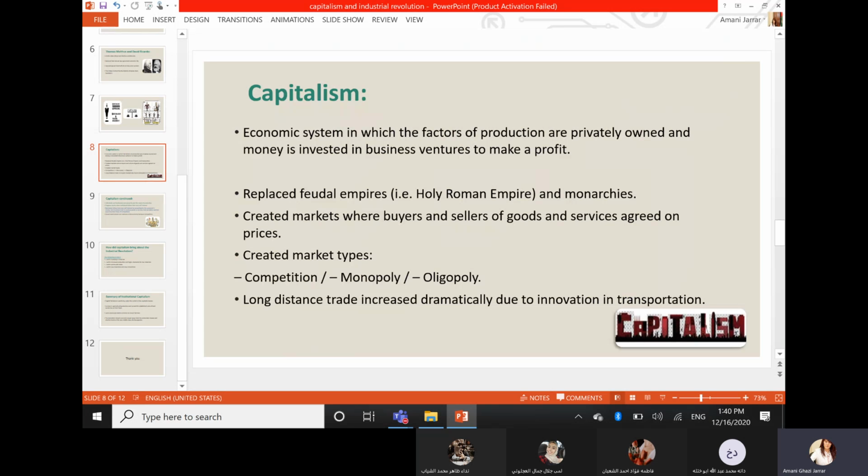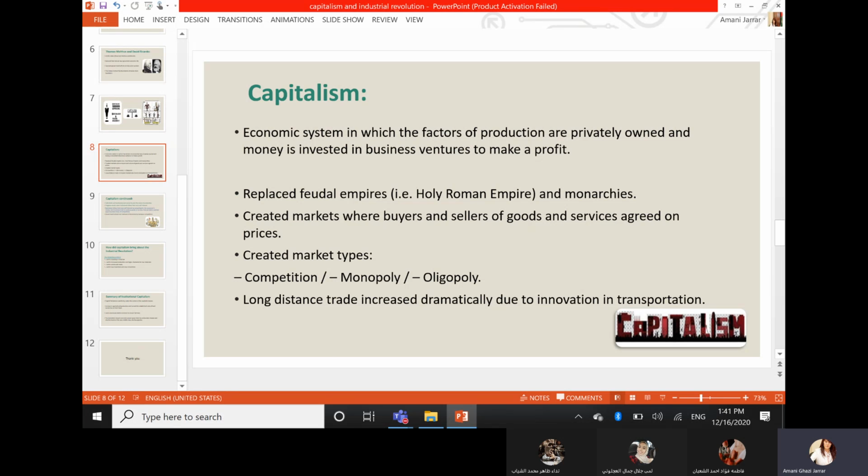And that moves us to the idea that capitalism is an economic system. So it is a system, it is economic, but it affects politics, as we said last time. We talk here about the factors of production of that product or material. And usually those factors are privately owned by people. So it's not governed by the government. Privately, it's owned by the people. And the money that comes from that production is invested in business ventures, and that makes the profit. So this is the idea of capitalism.